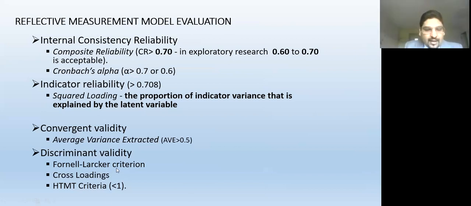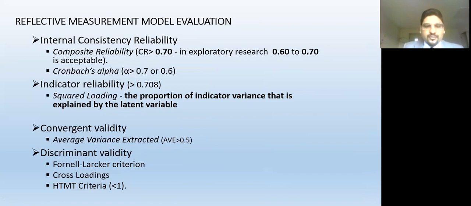For convergent validity, we have one test or one criterion, average variance extracted. We call it AVE, which should be greater than 0.5. Don't worry, guys. These indicators can all be calculated by the software. So you just need to know the type of the test, the type of the criteria. Then you should know the cutoff that I provided for you, so you can easily check your results.